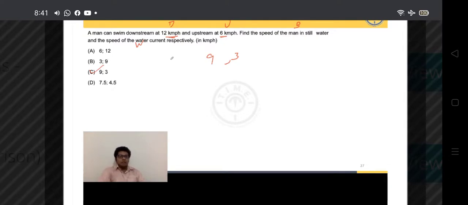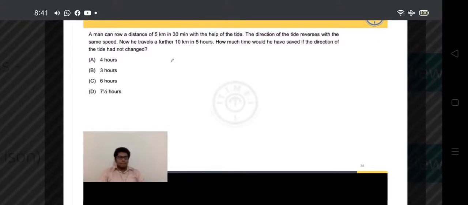Now let's move on to the next question. A man can row a distance of 5 kilometers in 30 minutes with the help of a tide. See, with the help of a tide. So the distance is 5 kilometers. I can row in 30 minutes with the help of the tide. So what is the help? I'm coming downstream. So let the speed of the man be M, or let's have the same B. So B is the man's speed, and the tide is water, so plus W with the help.